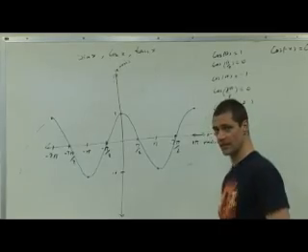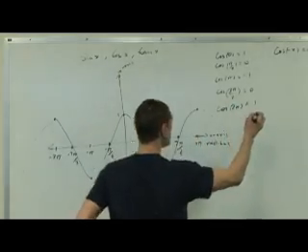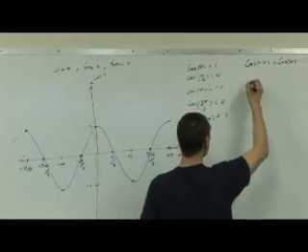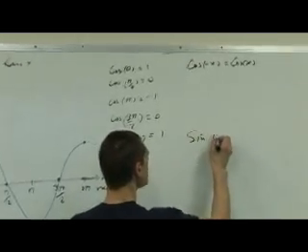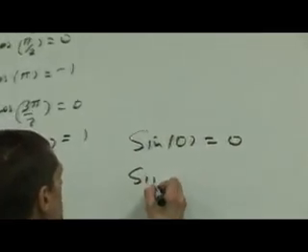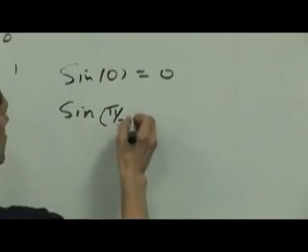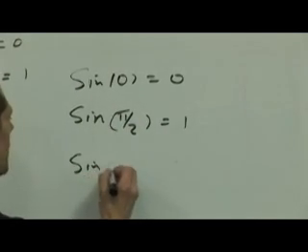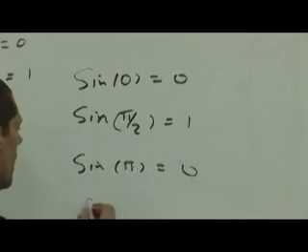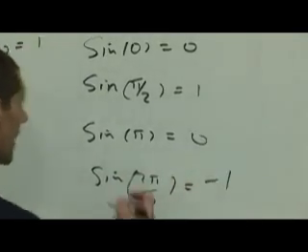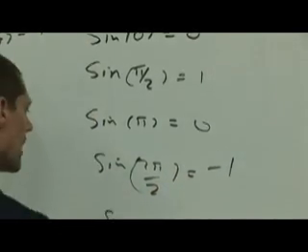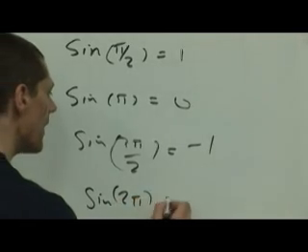We're going to have to take a little break in a second, but I also want to figure out what sine is, and I'll point out to you that the sine of 0 is 0. The sine of pi over 2 is 1. The sine of pi is 0. The sine of 3 pi over 2 is negative 1. And once again, back to the circle, the sine of 2 pi is 0.